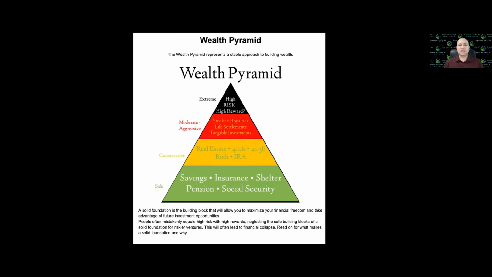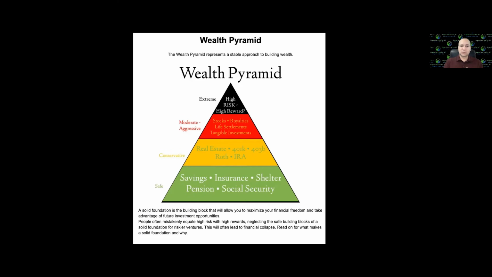Next, we have pension and income annuities. Pension and income annuities are guaranteed lifetime income streams that provide income for the rest of your life and sometimes the life of your spouse as well. Employers provide pensions. They're slowly disappearing, with only about 7% of employees offering them now. Income annuities are products offered by insurance companies.